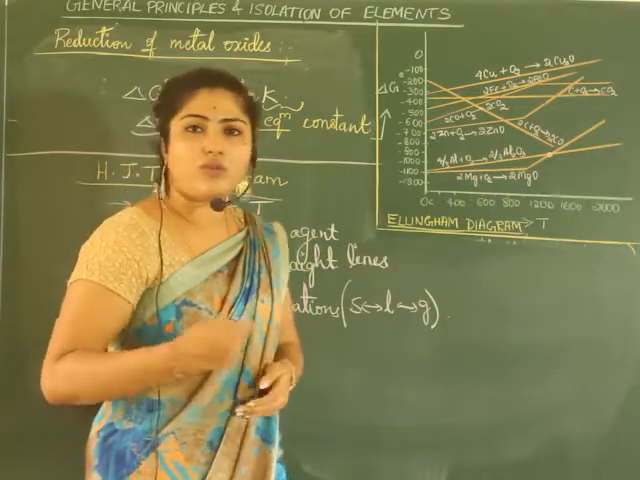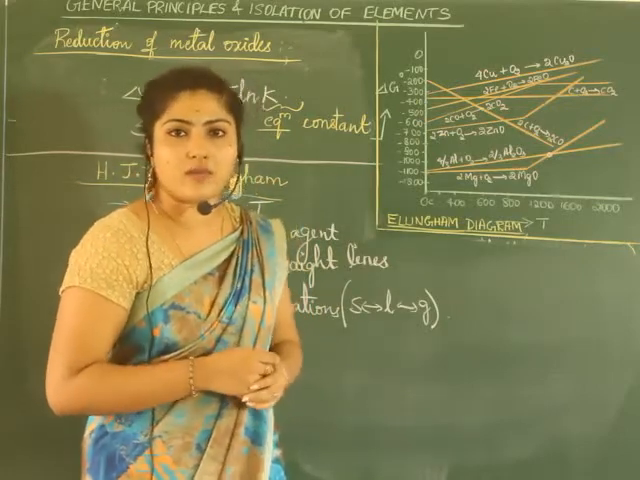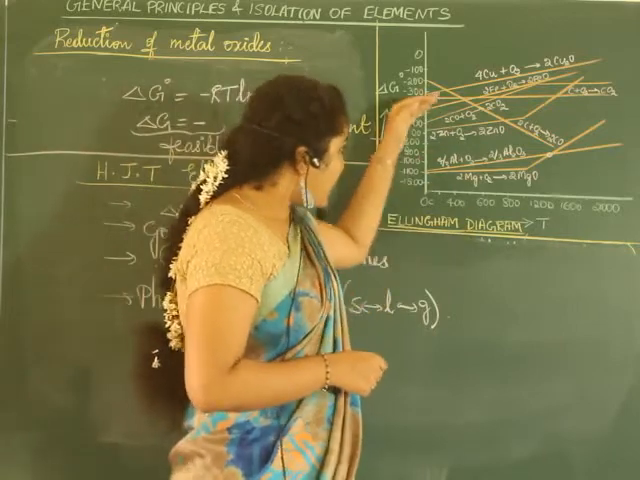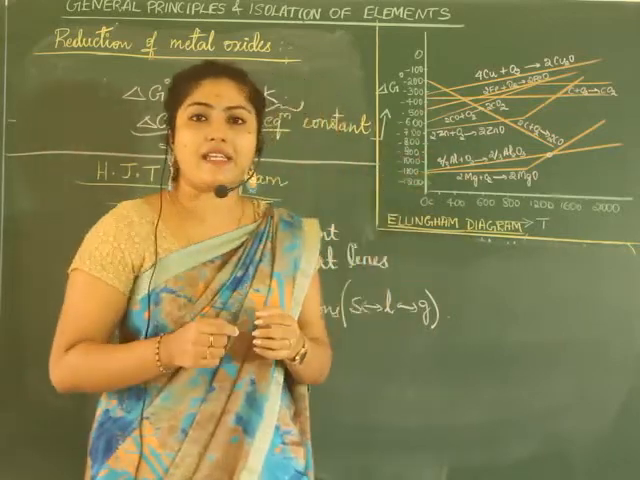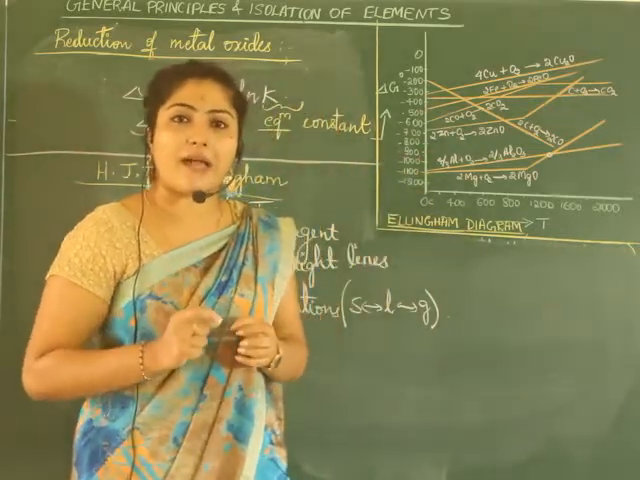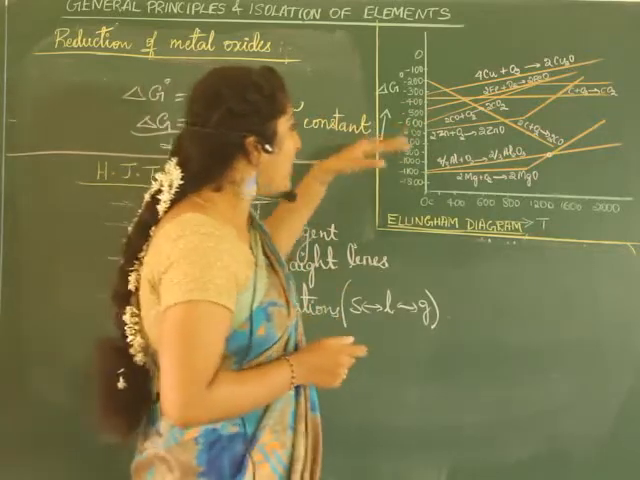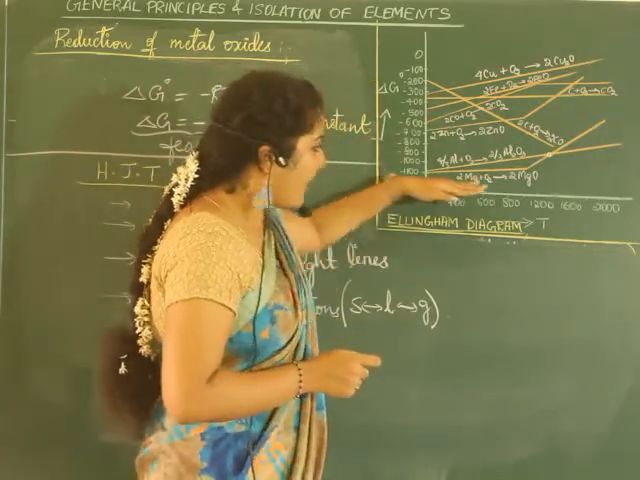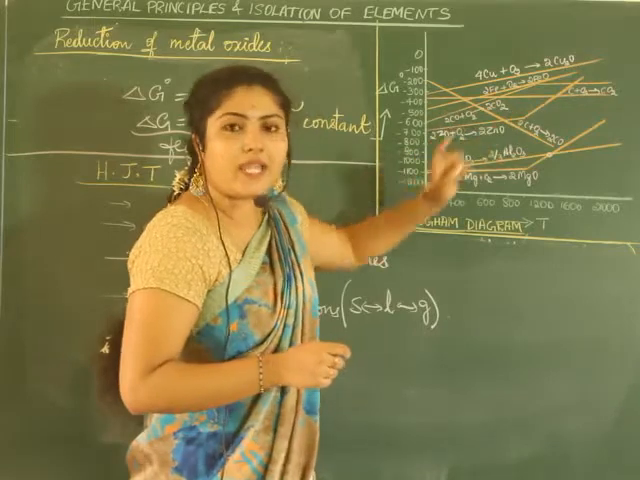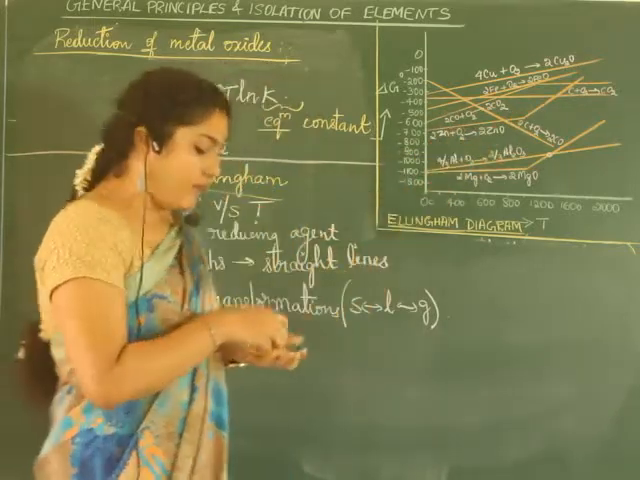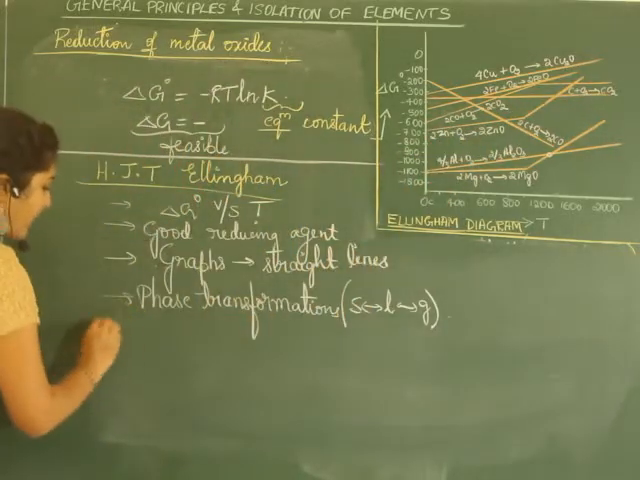Now, how do you know which can be used as a reducing agent? See, the ones which have large negative values are highly stable. So which ones have large negative values? Those at the bottom. They are highly stable. So what does it give information?